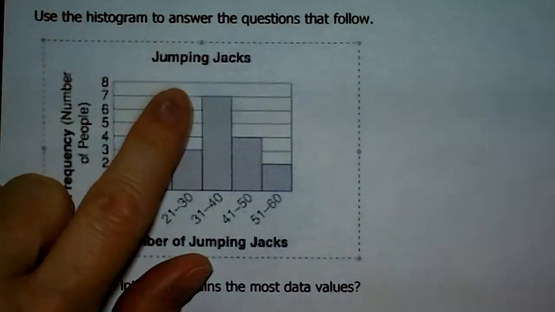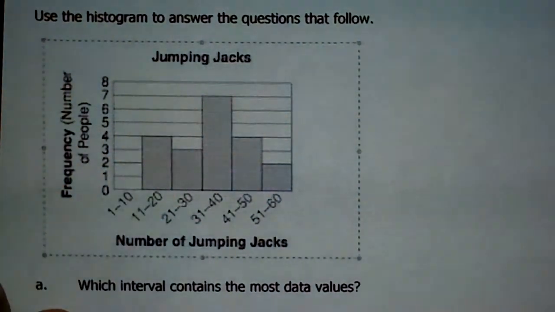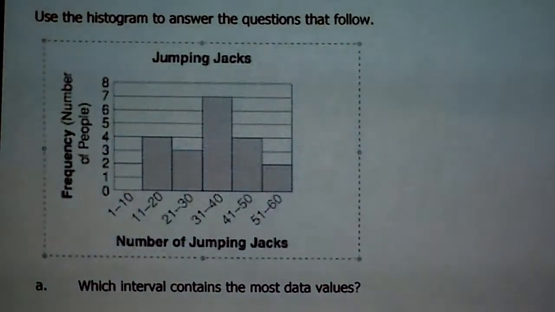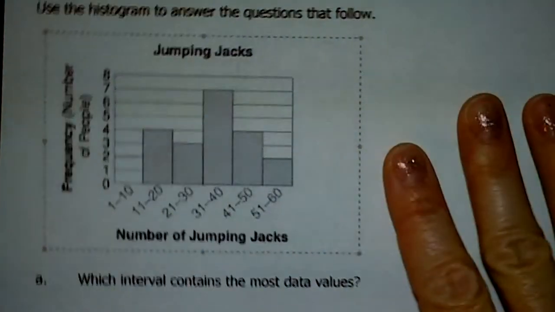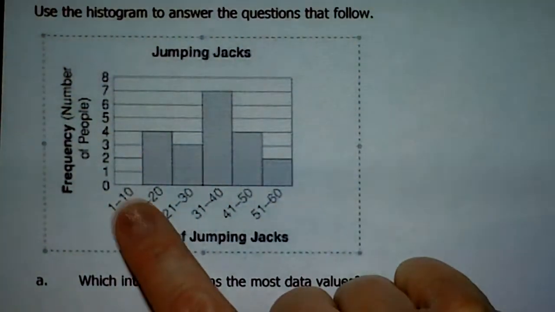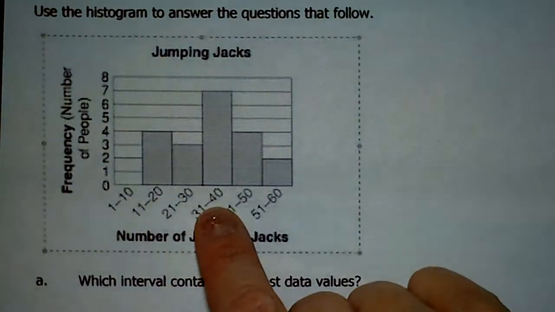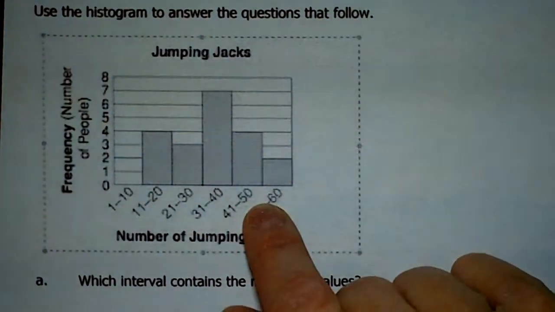So here's a fun little histogram on jumping jacks, the number of jumping jacks. And I didn't find how long it took these people, so I'm going to say the number of jumping jacks that people could do in 1 minute. And this is the frequency of people. So if we're looking at this, I see my ranges are 1 to 10 jumping jacks, 11 to 20, 21 to 30, 31 to 40, 41 to 50, and 51 to 60.